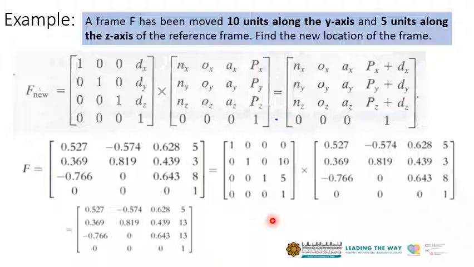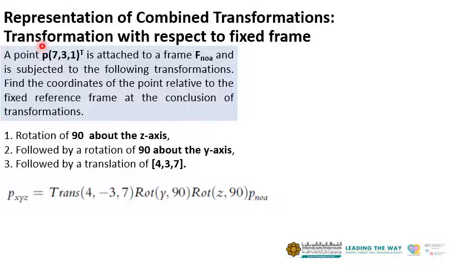Now we will see the composite transformation. That means not a single transformation, but multiple transformations. And here we will introduce the concept of pre-multiplication and post-multiplication. Let's say we want to do a combined transformation. First, a point 7, 3, 1 is attached to a moving frame, FNOA, and is subjected to the following transformations. Find the coordinates of the point relative to the fixed reference frame at the conclusion of the transformations.